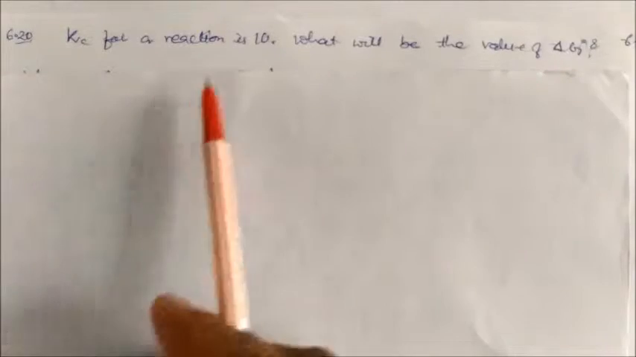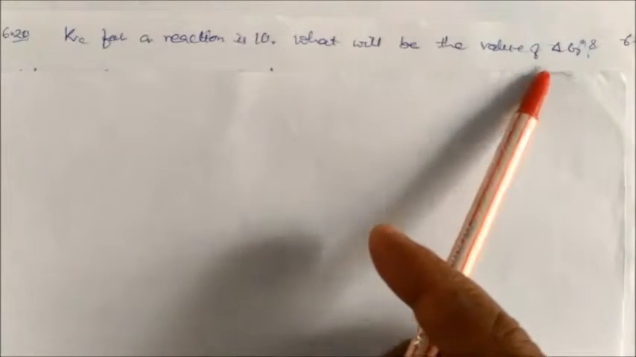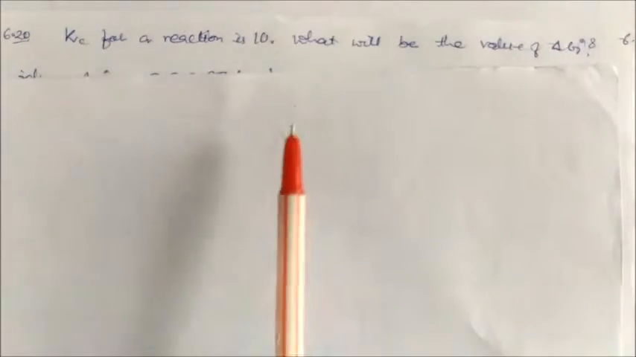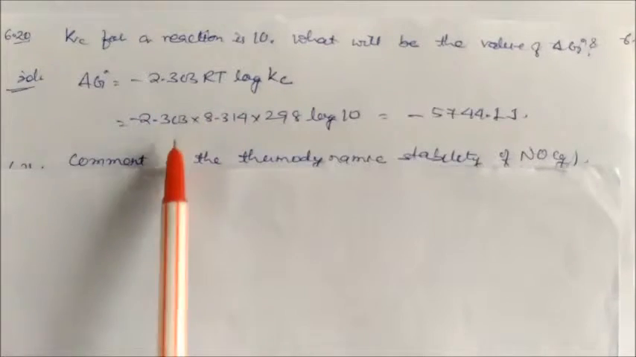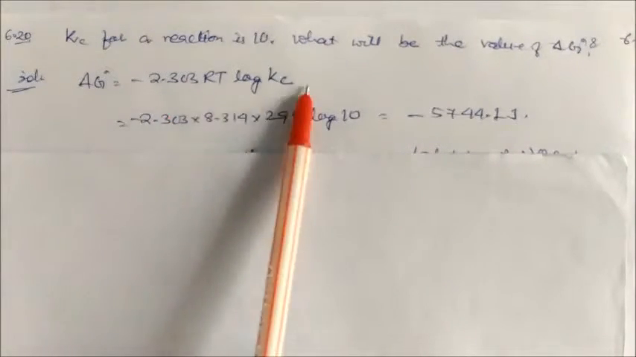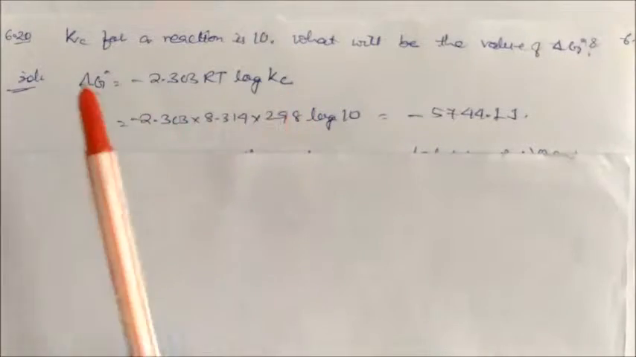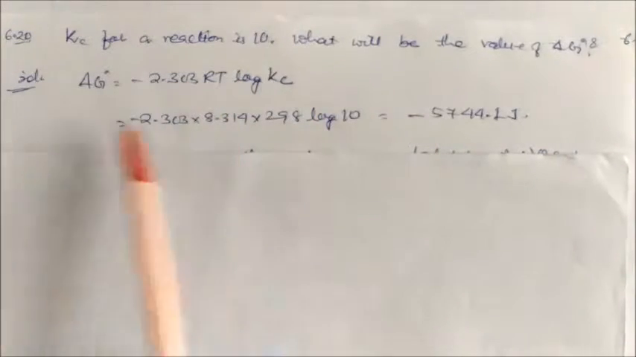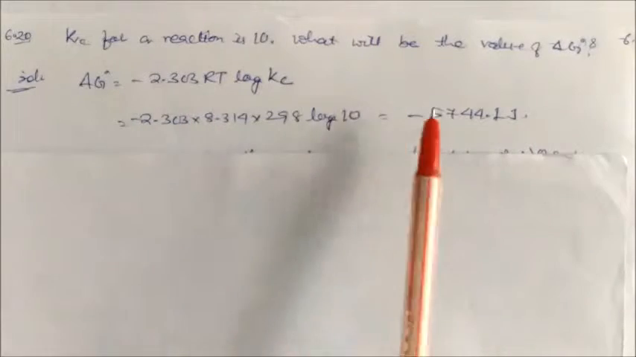Kc for the reaction is 10. What will be the value of delta G naught? This is a very simple question. Just use this formula: delta G naught is equal to minus 2.303 RT log of Kc. So Kc is already given as 10, and R and T are given. On substituting, we will get the standard delta G naught as this much value.